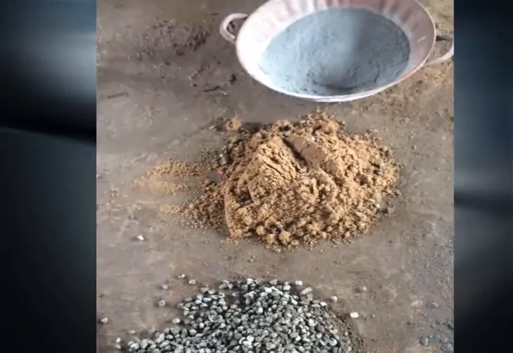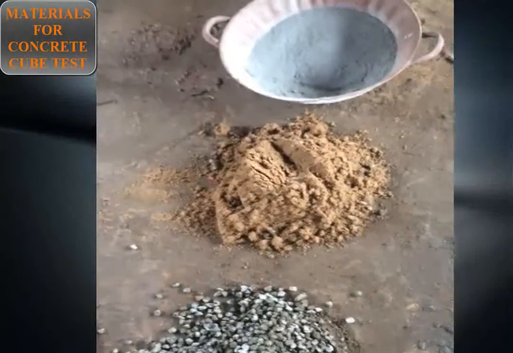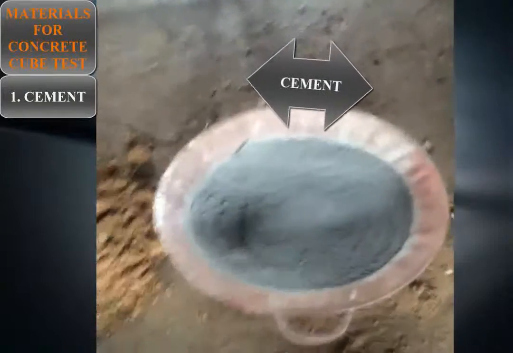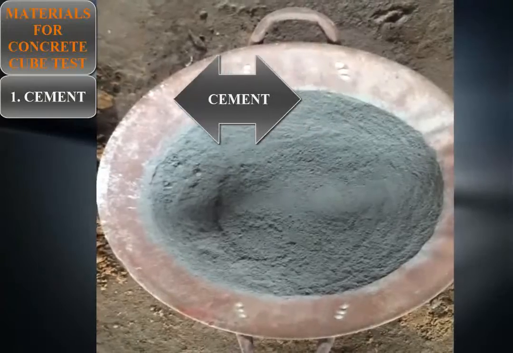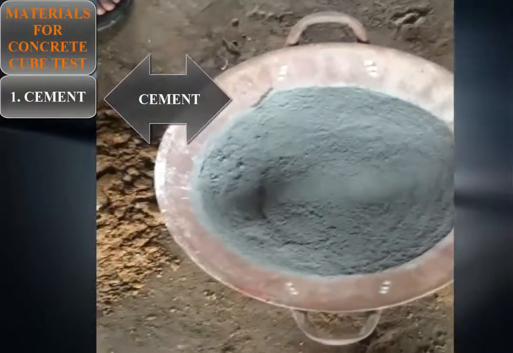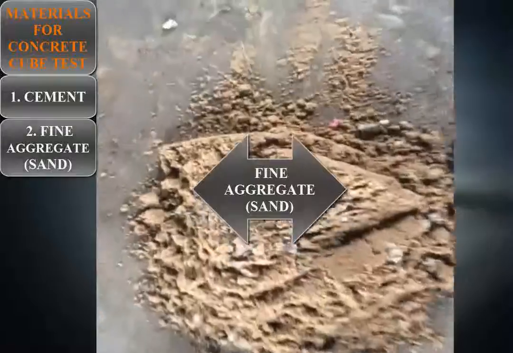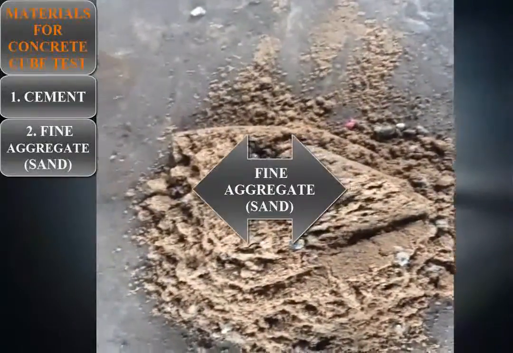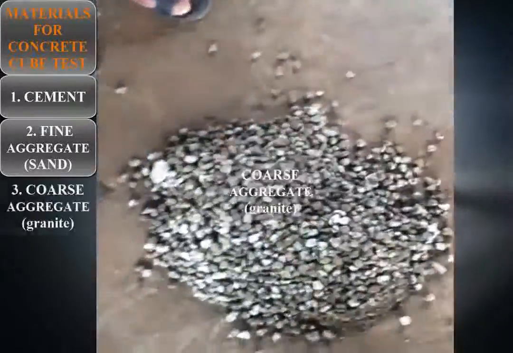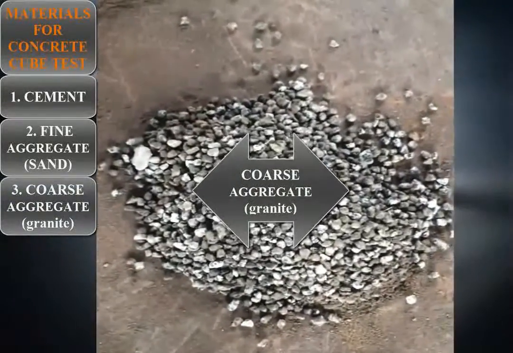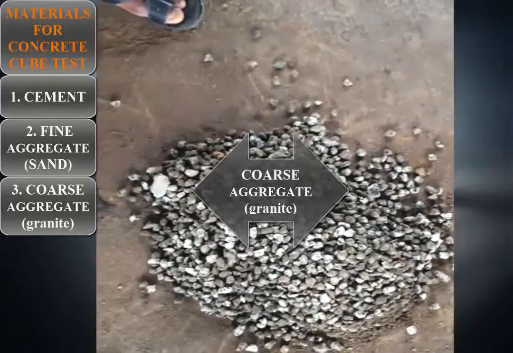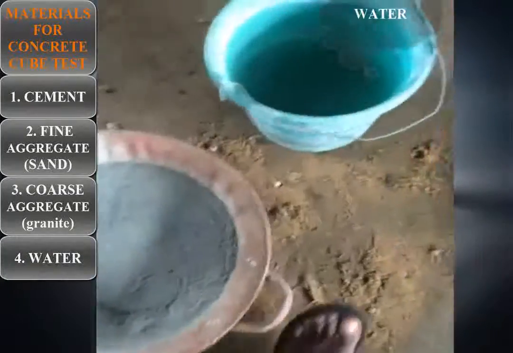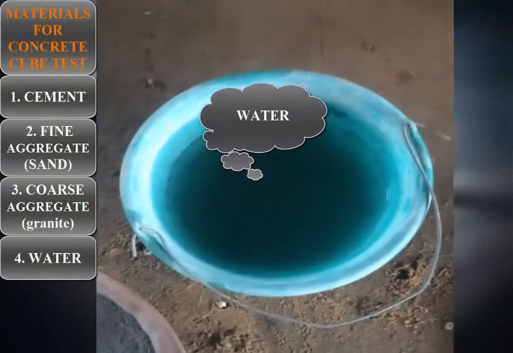Materials for concrete cube tests. The following materials are used for concrete cube tests. One, cement. A well-graded ordinary Portland cement is used. Two, refined aggregate, which is known as sand. Three, the coarse aggregate, which is known as granite, and locally people refer to it as gravel. And four, the water that is used to mix the materials.